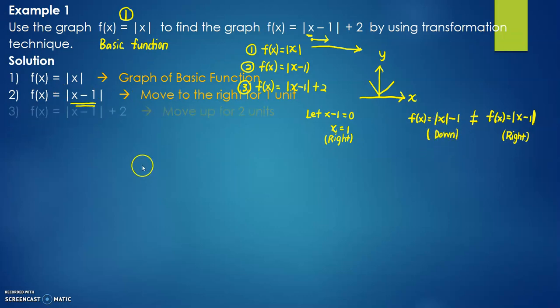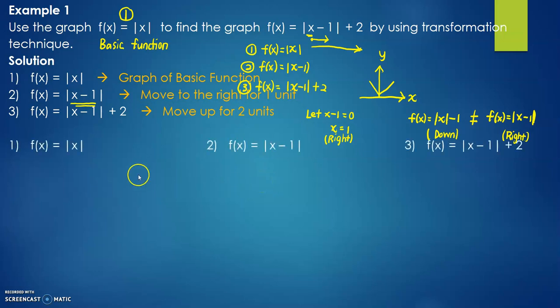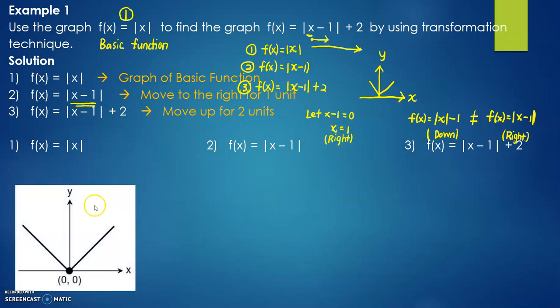So the third graph, |x - 1| + 2. The whole graph will plus 2, which means it will move up by 2 units. So this is the function that we're going to sketch. The first graph, of course, is the basic function. This is the V shape, and it is at the origin, so the coordinate is (0, 0).